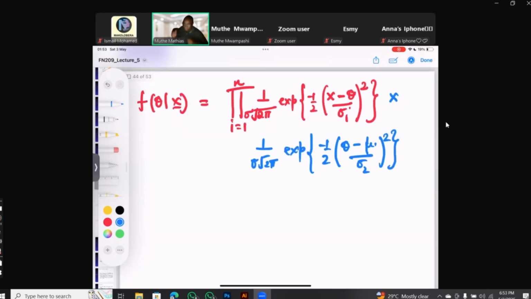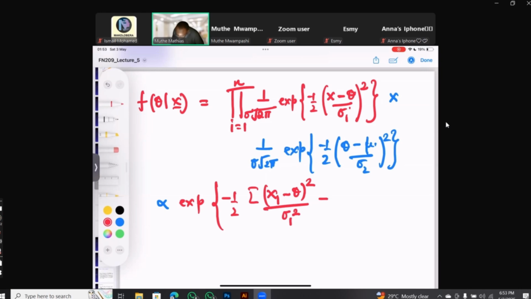Now I'm going to take care of the constants, so I'll switch to proportionality like what we did before. This is very tricky. So we have to take now the exponent here, and then here we have to take the square. No, not yet, right? Because we know that to take the product we will get -1/2, and then the summation of xi minus theta, like this, over sigma 1 squared, and then we're going to have -1/2.